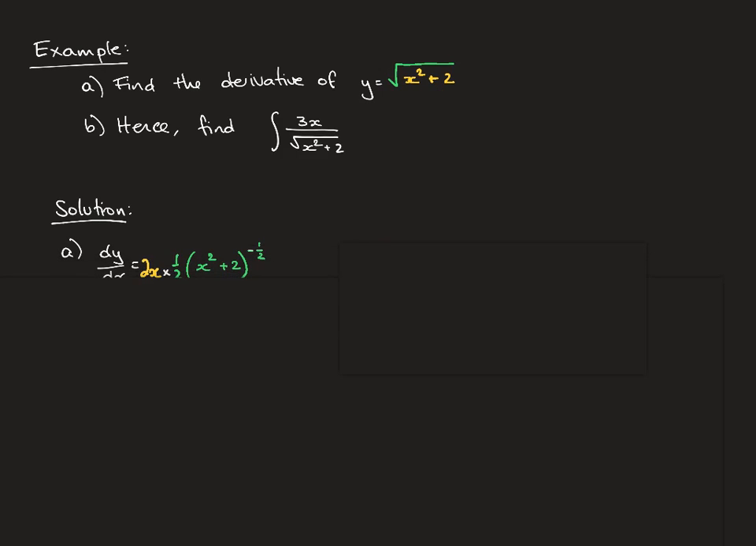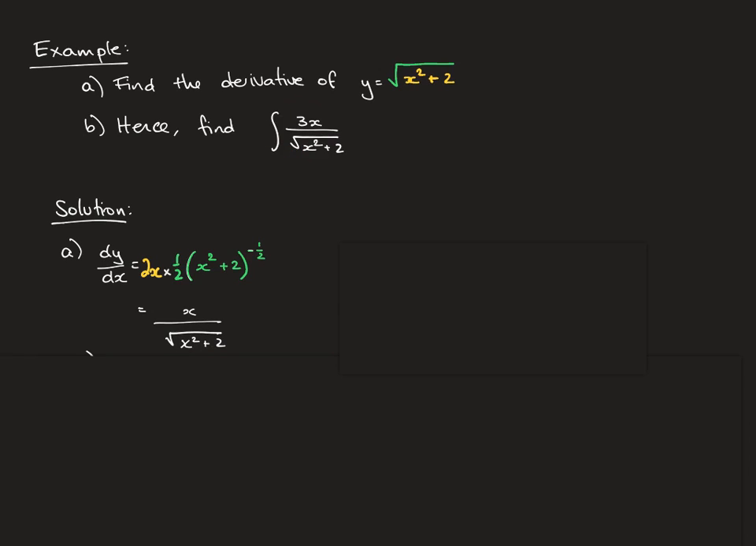So when we do that, we get the derivative of the inner function, which is 2x, multiplied by the derivative of the outer function, so we'd had a power of a half, so the half comes out the front and drops by 1 to become minus a half. So our derivative function, the 2's cancel, and you're left with x over the square root of x squared plus 2, which kind of looks a little bit like what we've been asked to integrate.